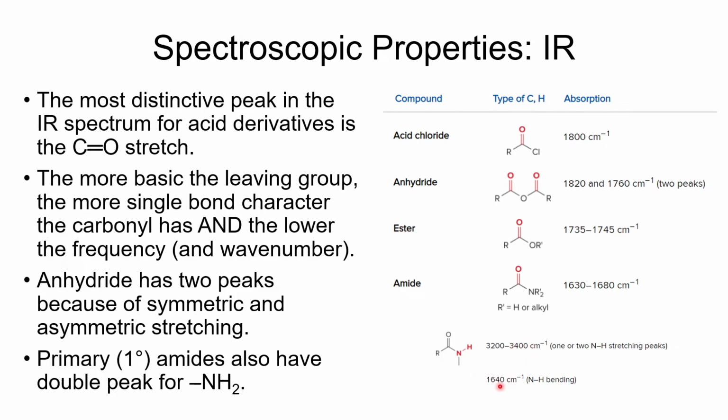We do get a peak at around 1640 for amides, where we get what's called an NH bending motion. And again, we haven't talked about that, but that does occur, and since it's outside of the fingerprint region, I bring it up. So if you have an amide and you've got an unusual peak at about 1640, it's there for a reason.